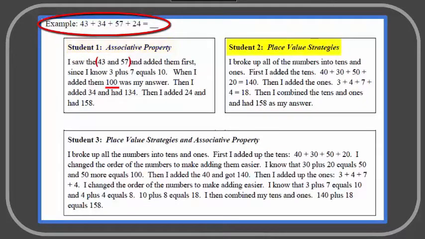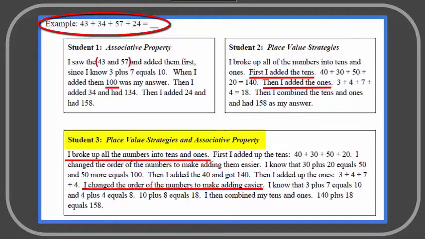The second student used place value understanding by first adding the tens and then the ones, while the third student used a combination of both strategies. After decomposing the numbers into tens and ones, they then changed the order of the addends to make adding easier.